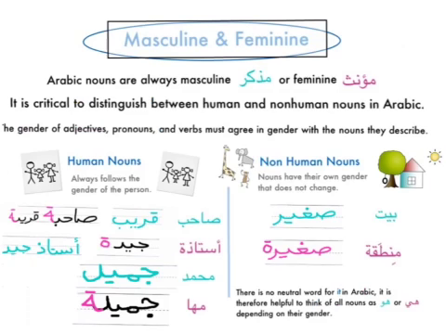So what we learned here today is that Arabic nouns are always مذكر, masculine, or مؤنث, feminine. There are two kinds, human nouns and non-human nouns. From the name, you know that human nouns always refer to humans. Since it refers to humans, there can be a masculine and a feminine. Masculine is without تا مربوطة, and feminine always has تا مربوطة. The example we saw was صاحب, صديق, friend, and صاحبة, صديقة, female friend.